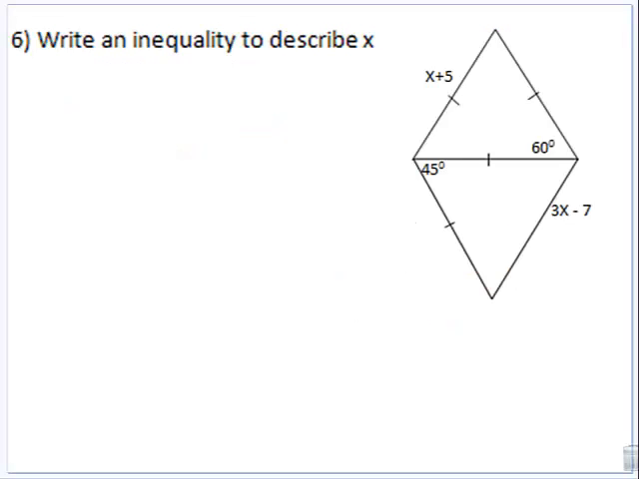We got a last example here. Write an inequality to describe x. We need to make sure we have some sides that are the same. The left side and the middle, they're all the same. So we have those two, and then they also have this one in common. We'd take a look at that one. x plus 5 is bigger than 3x minus 7 because angles are bigger. 60 degrees is greater than 45, so x plus 5 must be greater than 3x minus 7.